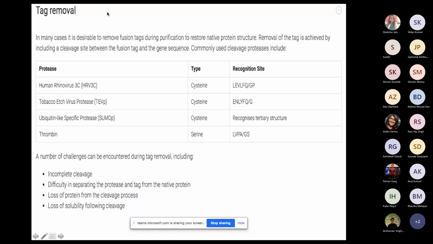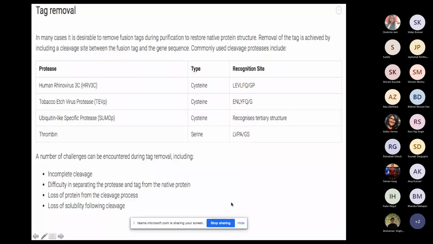But again, I would like to emphasize: do we have the best tag removal system? And even if we have the best, are we always successful in removing the tag efficiently? Maybe not. In many cases, it was seen that certain tags in certain scenarios were giving incomplete cleavage. In many cases, even if the cleavage was proper, it was difficult to separate the protease and the tag from the native protein while purifying.